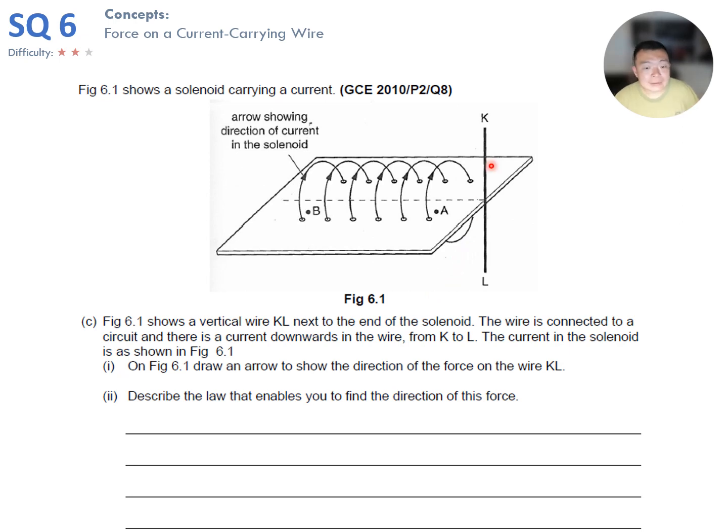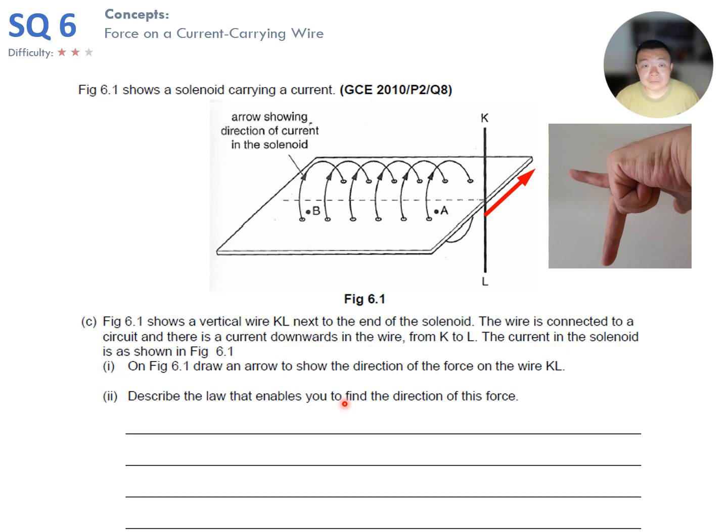In part C, we see a vertical wire KL with a current that is going from K to L downwards, and we are to determine the direction of force and how we arrive at this direction of force. So over here is about Fleming's left hand rule. This is the direction of the force, and this is the orientation of your left hand when you apply Fleming's left hand rule. The direction of current is going downwards to the bottom of the page or the slide, which is indicated by your middle finger.